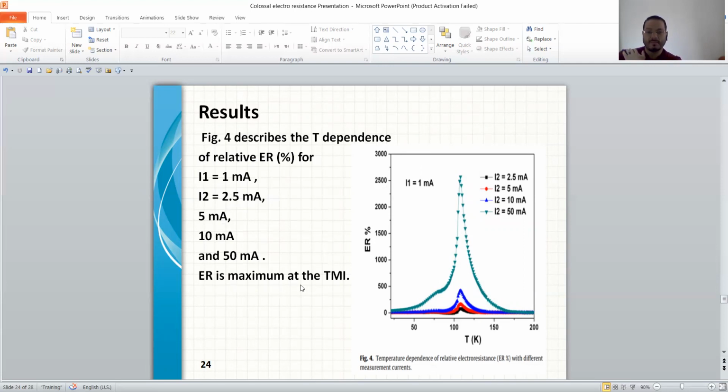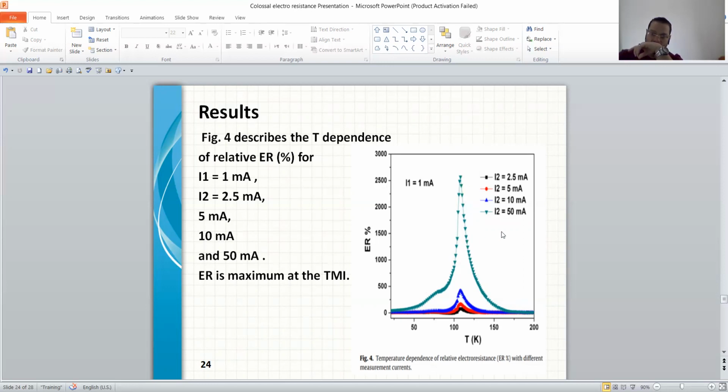Electronic resistance is maximum at the isolating material temperature. Here, this image illustrates the relation between temperature and electronic resistance, not resistivity, but here electronic resistance. Because, like I said before, the maximum electronic resistance value will equal the isolating material temperature, like we see here. This is at I equal 50 milliampere. Here, when I2 equal 10 milliampere.